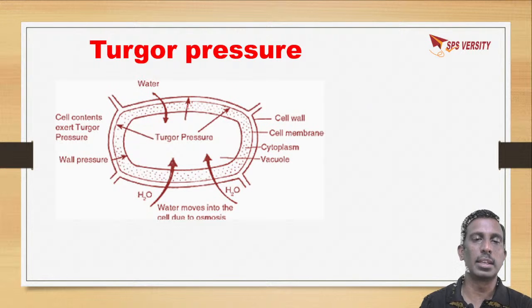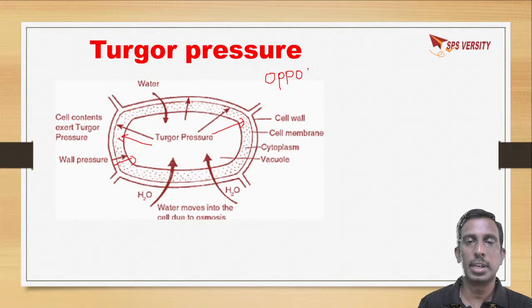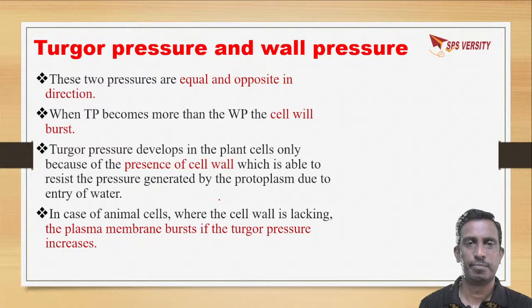आपके डायग्राम में देख सकते हैं ये turgor pressure है in this direction, a wall pressure in this direction. Okay. Both are opposite in direction. Turgor pressure and wall pressure are opposite in direction, but the values are same. So this is a turgid cell. And here water enters into the cell by a process called osmosis.